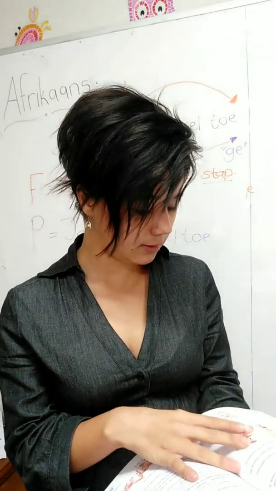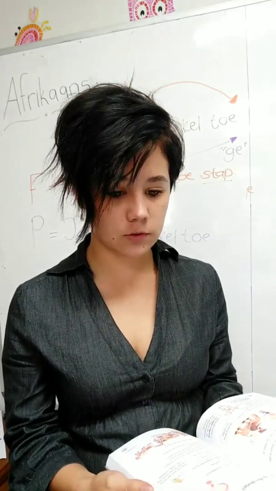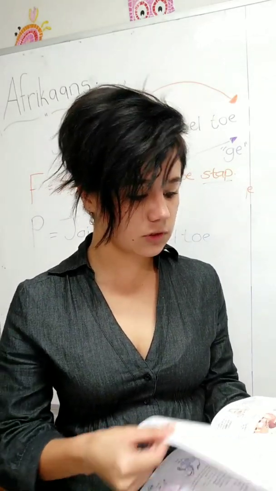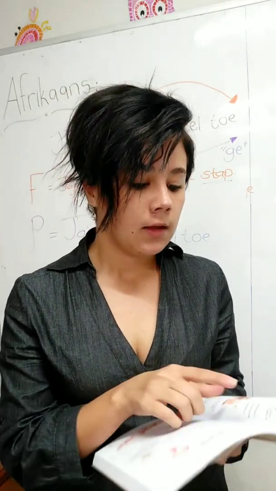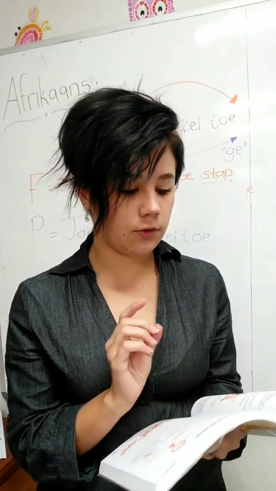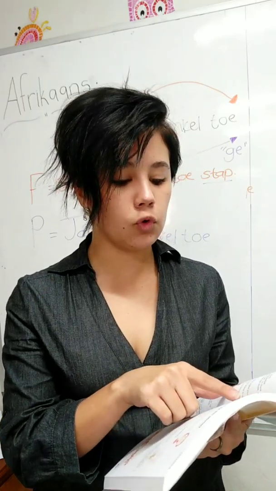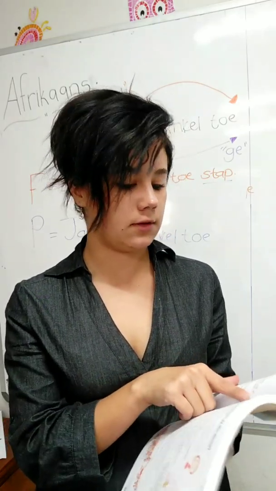Okay, so now the questions are on page 91. Now this is a formal assessment, so you have to do this on a separate piece of paper for me, please. I'm going to translate as best as I can. Goed, let's start at the top. Hoe goed verstaan jy die story? How could you understand the story?